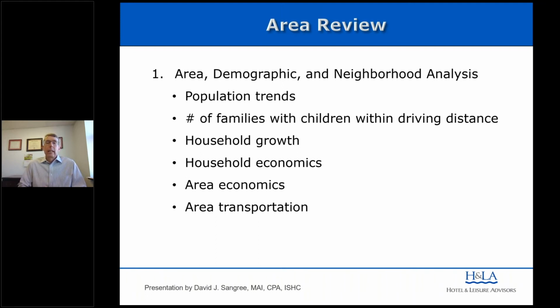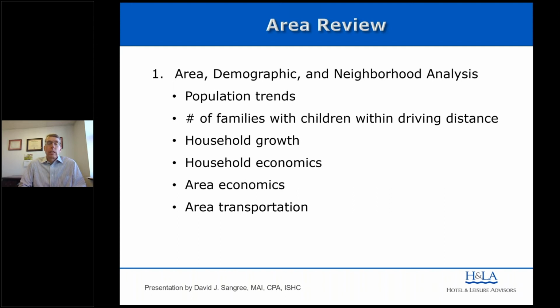Next, we look at the area economics. Who are the major employers in the area? Is it a tourist area or more of a business area? What are some new projects going on? Are there any new attractions being developed? Are there new companies coming in?